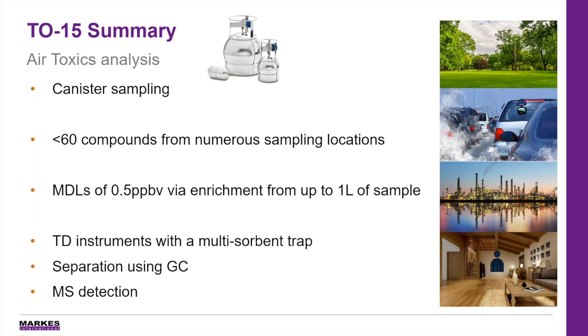It can be rural, semi-urban and urban locations, as well as industrial and agricultural sites. And it could also be indoors to assess the air quality we're being exposed to in our homes. Now, in TO15, the method detection limits here were 0.5 ppbV. And with that, we can do enrichment from up to a litre of sample. Now, the technology used is TD with a multi-solvent trap with separation using GC and MS detection.